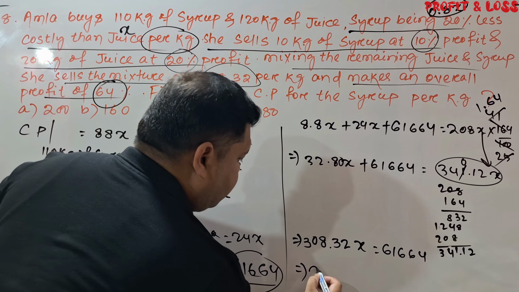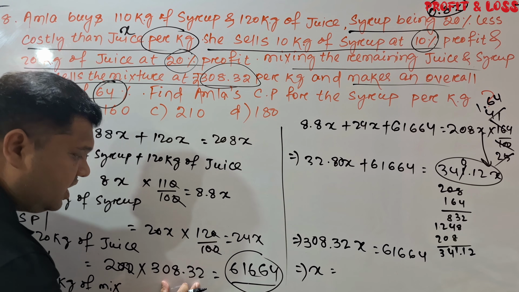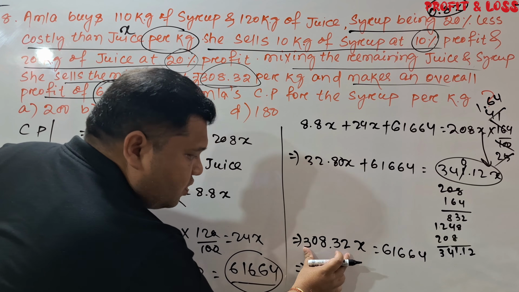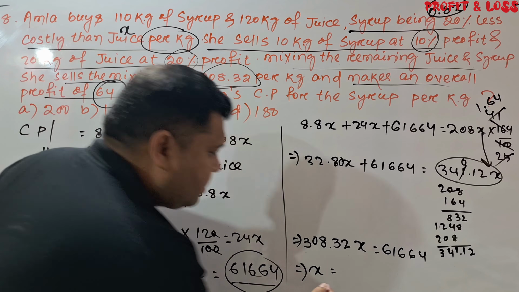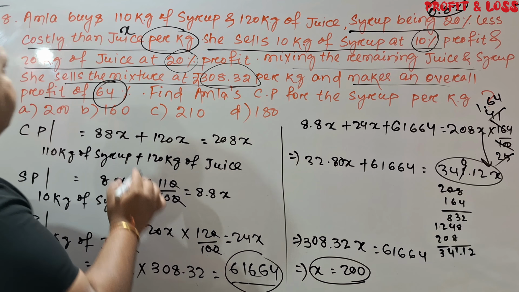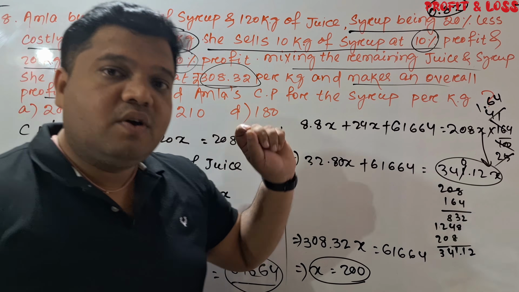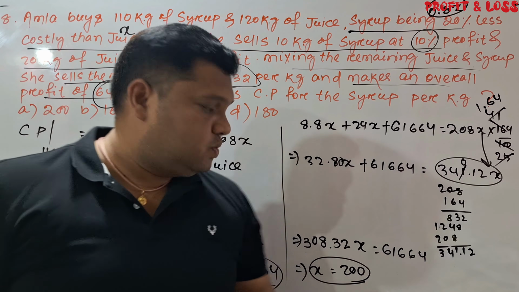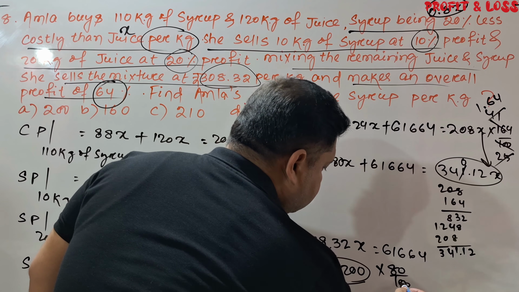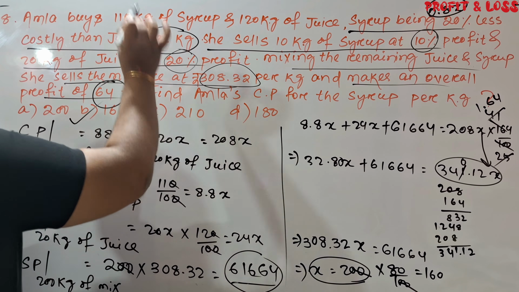So here can I find x? Very easy, na? Because if I multiply 200 into 308.32, I will get 61664. So this divided by 308.32 is equal to 200. So x is equal to 200. Achha, x means cost price of juice. But here I am going to find cost price of syrup. Cost price of syrup is what? 80% of juice. 80% of 200, the zeros get cancelled, 160 rupees. Which option is correct? Option B is correct.